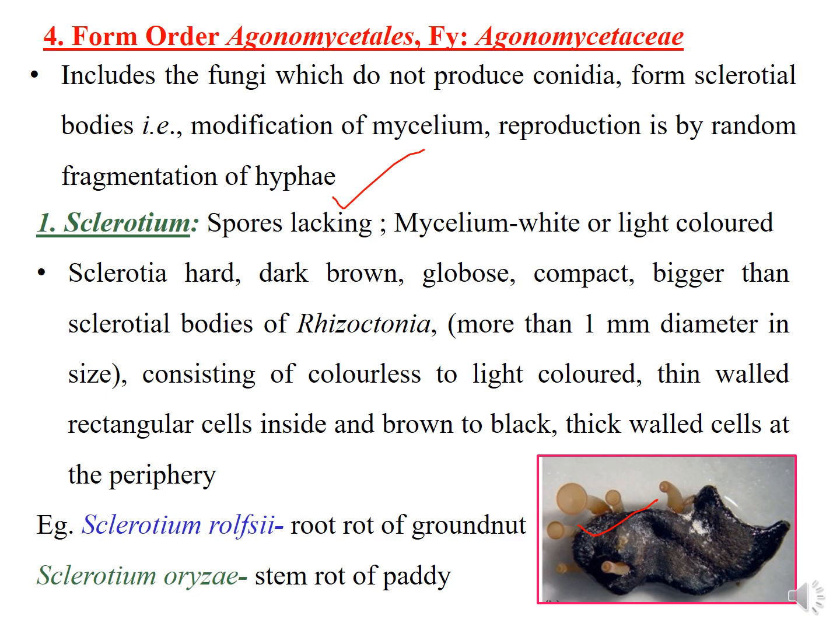bigger than the sclerotial bodies of Rhizoctonia, whereas in Rhizoctonia we will find smaller sclerotial bodies. Here in Sclerotium, the sclerotia are more than 1 millimeter in diameter, consisting of colorless to light colored thin walled rectangular cells, that is rectangular cells which are inside the sclerotia, and brown to black thick walled cells at the periphery. Examples of Sclerotium are Sclerotium rolfsii, which causes root rot of groundnut, and Sclerotium oryzae, stem rot of paddy. In stem rot of paddy we can observe the white mycelial growth.